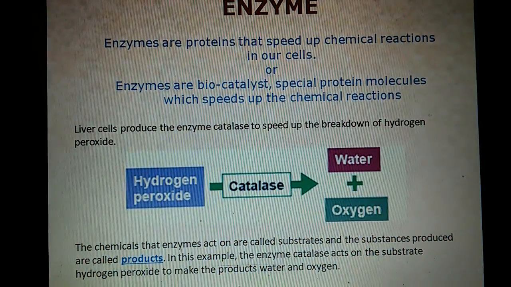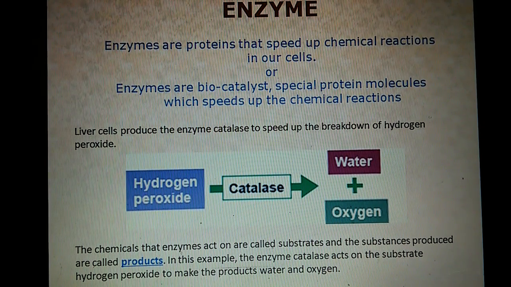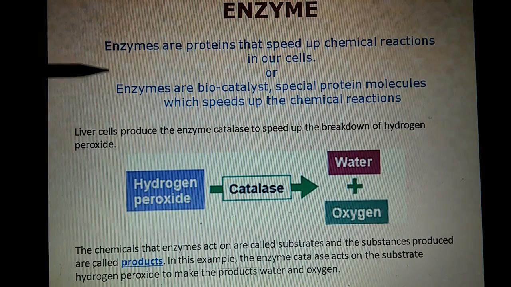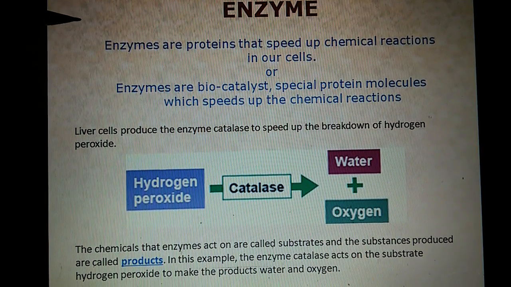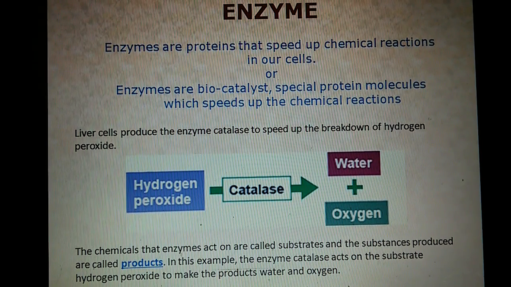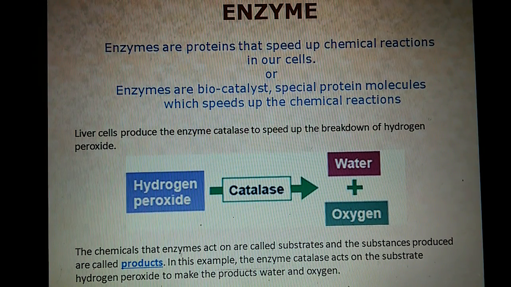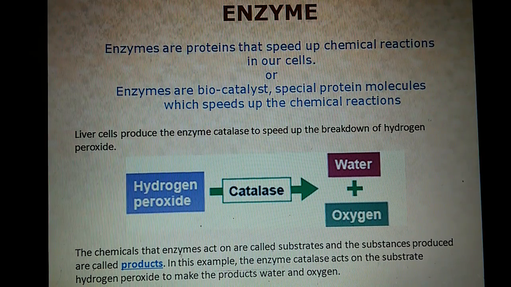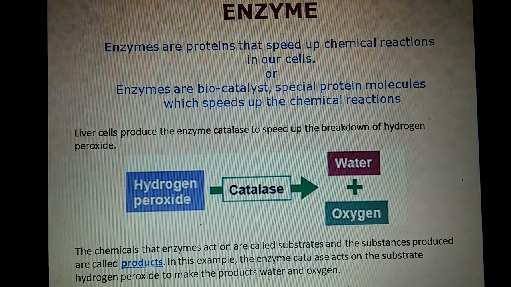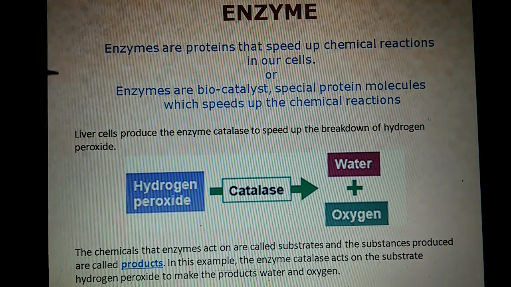What is an enzyme? Enzymes are actually proteins that speed up the chemical reactions in our cells. Or actually, enzymes are biocatalysts. As I have told you, catalysts are substances which speed up the reaction. So enzymes also speed up the reaction, but these catalysts are present in your cells, in animal cells, in plant cells, or even bacterial cells. So enzymes are also known as biocatalysts. Bio means living, so they are present in living bodies.